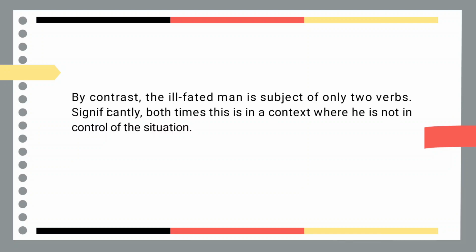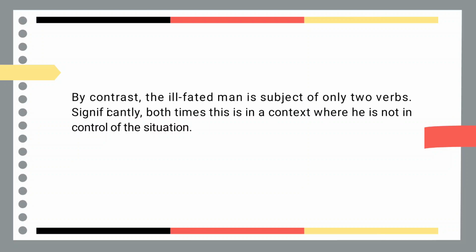By contrast, the ill-fated man is the subject of only two verbs. Significantly, both times this is in a context where he is not in control of the situation. So it is demonstrated in the bitter words in the poem. For example, in the iron knob of this palisade is luckier than he is. In the emotional passive structure, such as, why was I made for the long and painful deathbed coming to me? So he realized his uncontrollable, helpless, and dreadful situation that could not be changed anymore.